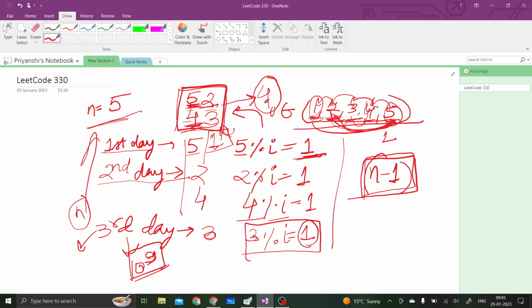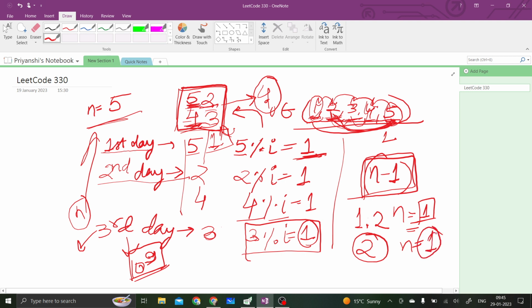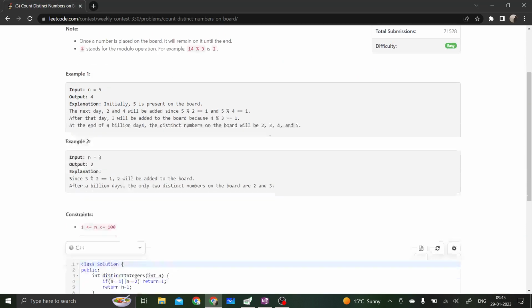But there are two edge cases, that is for 1 and 2. Now let's say our n is 1. If our n is 1, we will only be having 1 on the board. Now let's say we have 2. Then we'll be having 2 on the board, but not 1. So for 1, there is an edge case, and that is what we have tackled. For 2, it will still be n minus 1 because we will be having 2 on the board at least. So basically that's the logic of this problem.